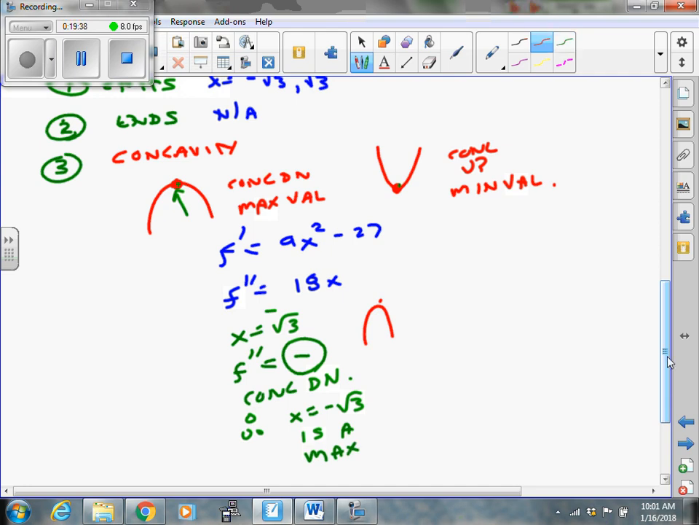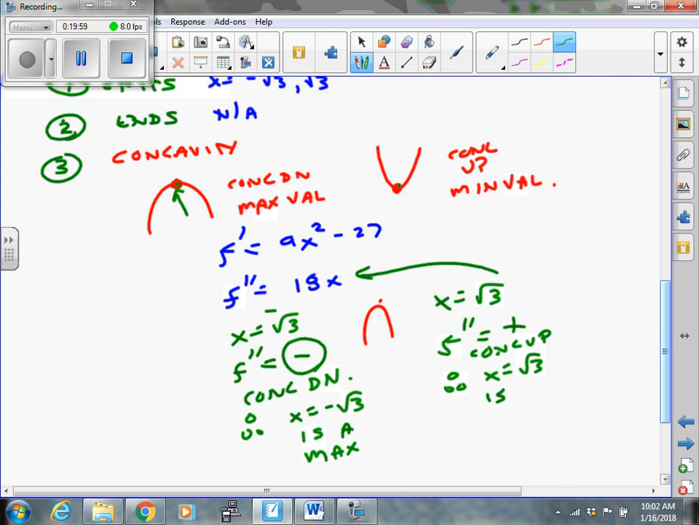And then I pick the other crit point, and if I use my double derivative test, all I have to do is plug this in here, and I get a positive number. Therefore, since it's concave up, I have x equals radical 3 is where I would find my min.